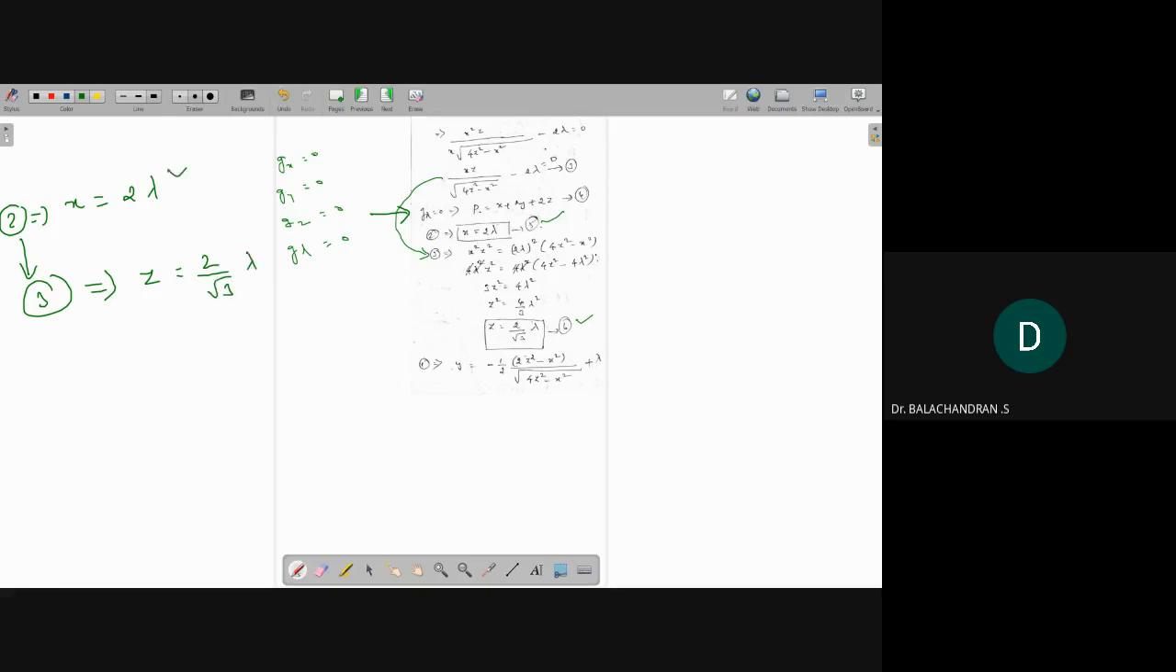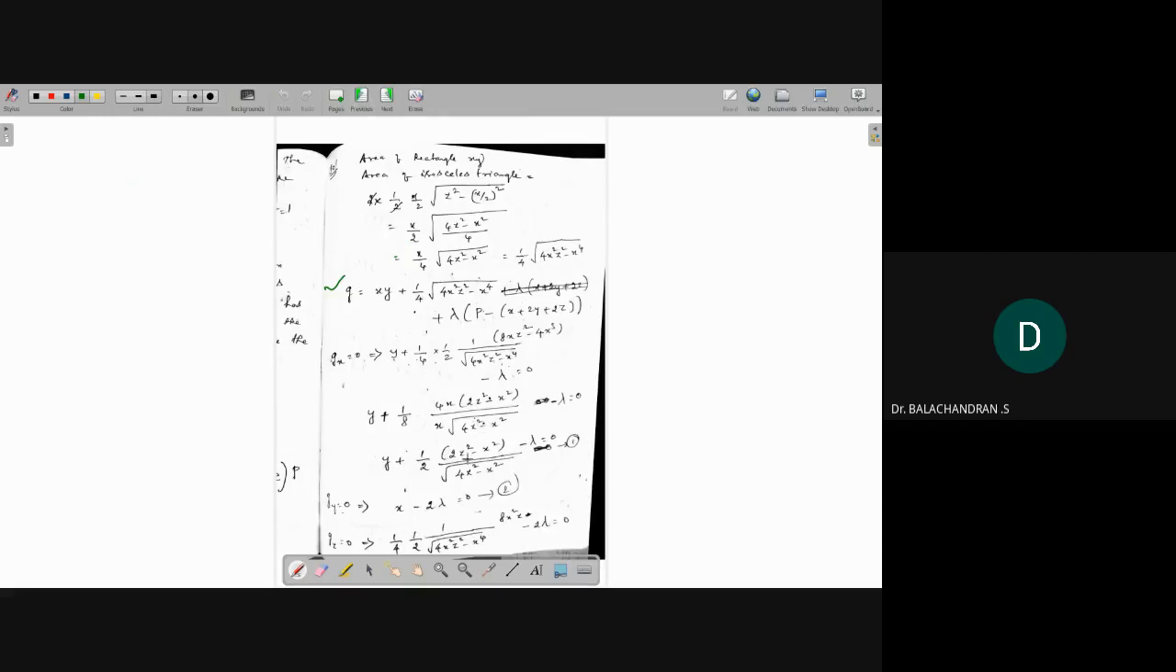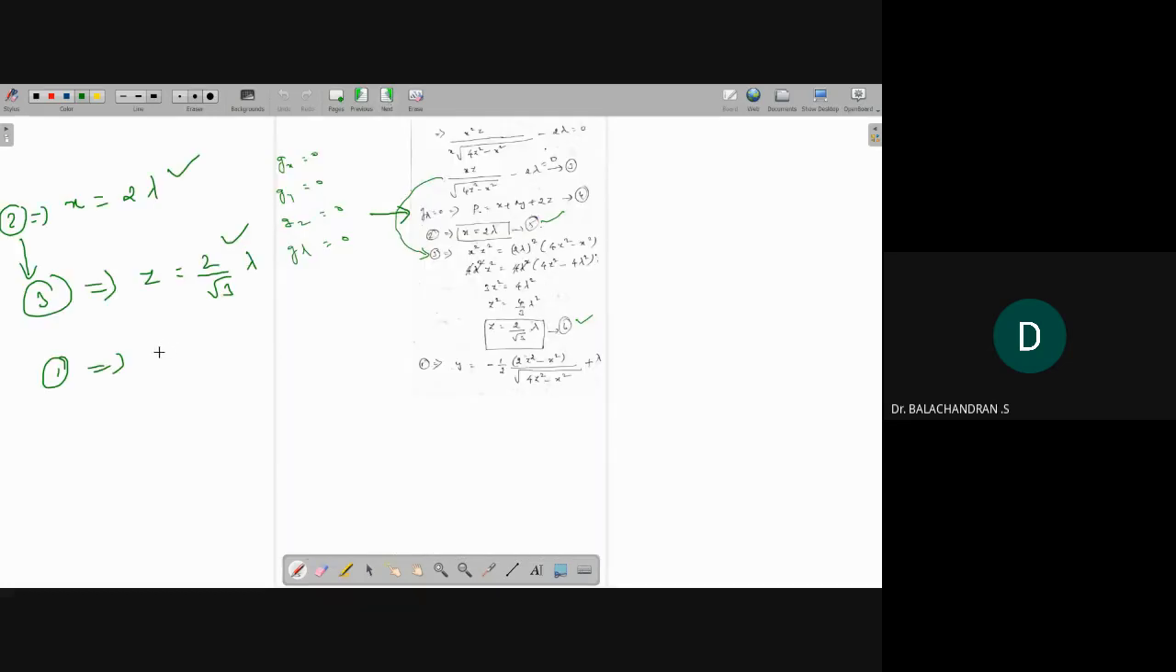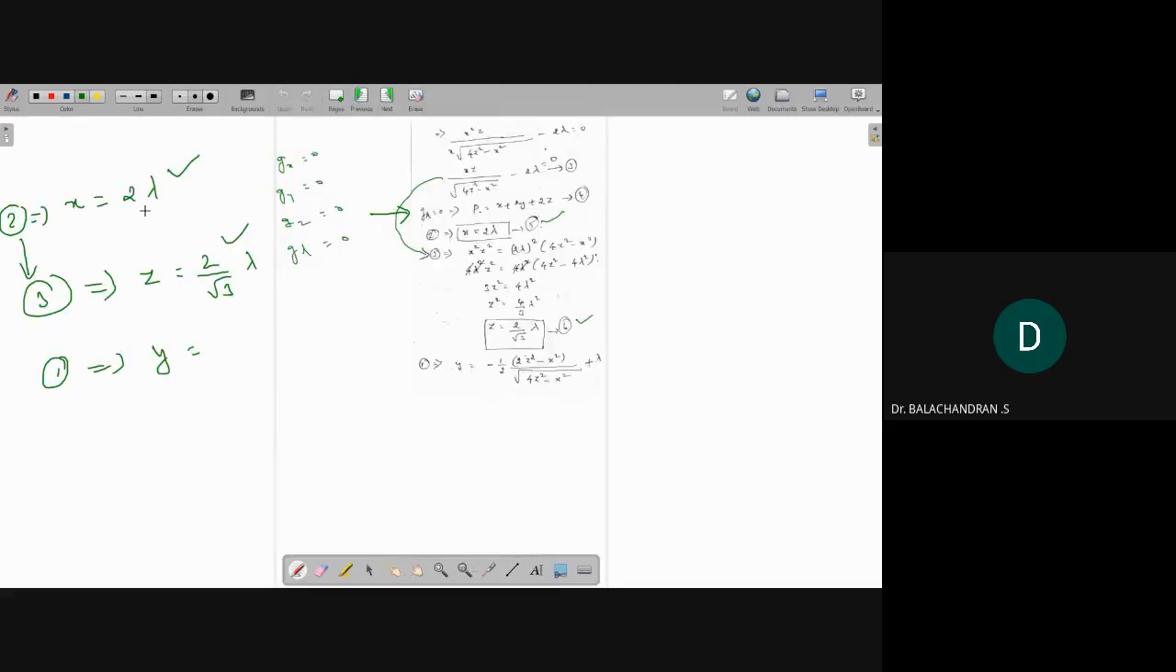If you substitute the x value and z value in 1, what is 1? You have x, y, z and lambda. So you will get y in terms of lambda after simplification. So y equal to lambda into (1 plus root 3) by root 3. So here x in terms of lambda, here z in terms of lambda, and similarly y in terms of lambda.